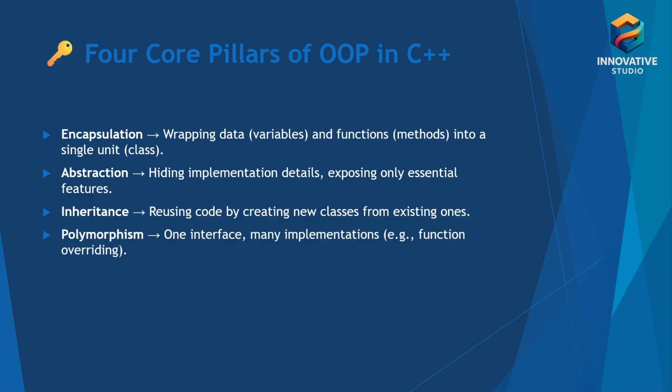The next property of OOP is inheritance, one of the major properties. Without inheritance, we can't implement OOP in any language, and right now we are implementing in C++. It means reusing code, creating new classes from existing ones. That is, a derived class can be generated from a base class. This is called inheritance. We will discuss it in the code as well.